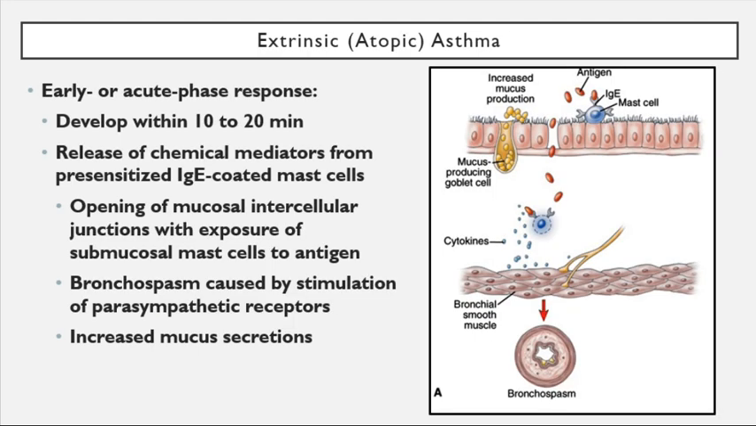For atopic asthma, the earlier acute phase response develops within 10 to 20 minutes, with release of chemical mediators of IgE. So this is your extrinsic asthma. What's happening here is that your body produces these IgEs, which we talked about. These are the antibodies, so you can recognize the classes. These are antibodies released from B cells, or mature plasma cells, and these IgEs will then float around.